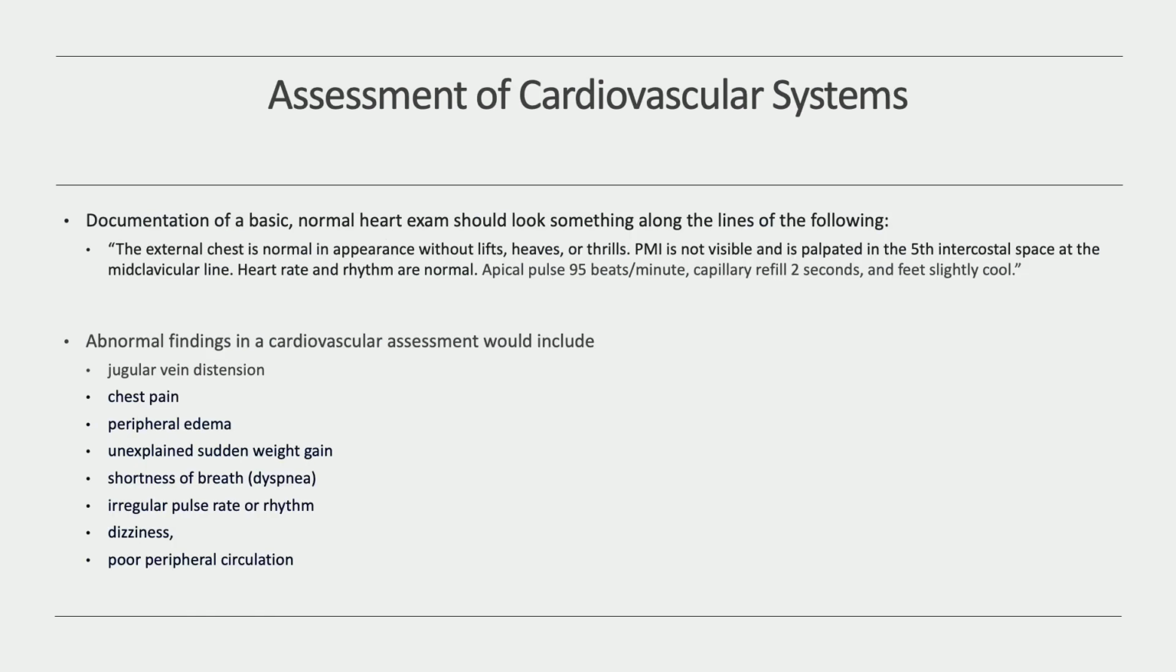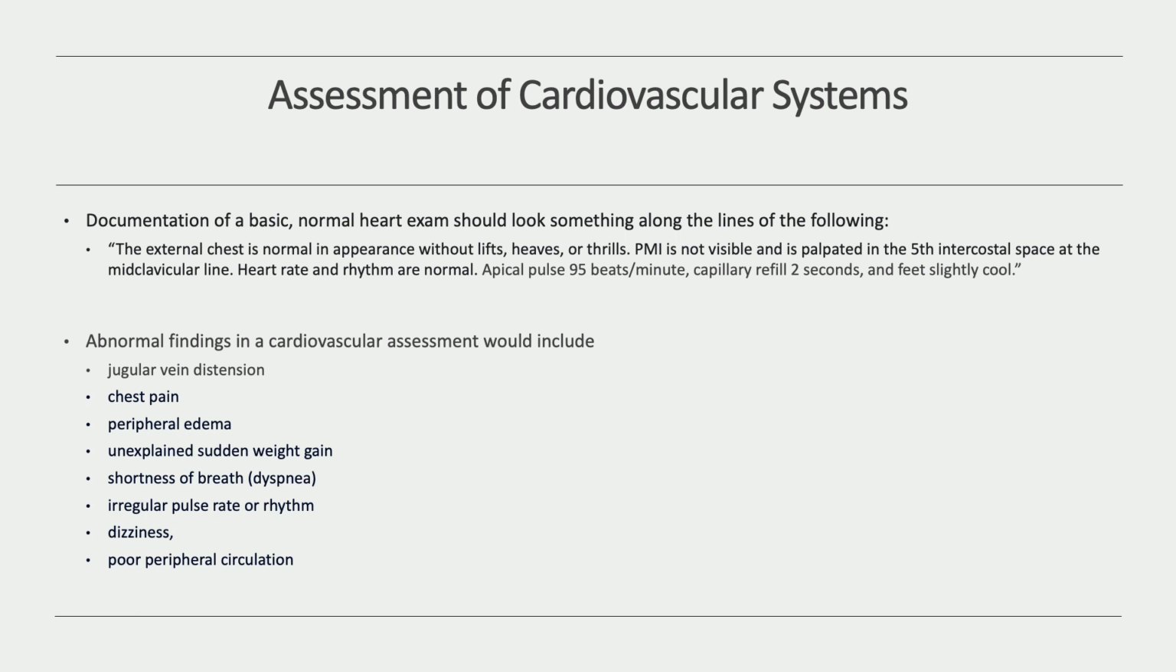Okay, so assessment of cardiovascular systems. What do we look like when we're documenting a cardiac assessment? Well, the external chest is normal appearance without lifts, heaves, or thrills. Good. PMI, point of maximal impulse, is not visible. It's not palpated, or it is palpated in the fifth intercostal space, the midclavicular line, right? Which is where PMI is anyways. Heart rate and rhythm are normal. Apical pulse is such and such. Cap refill is such and such. Feet feel slightly cool. All those are fine.